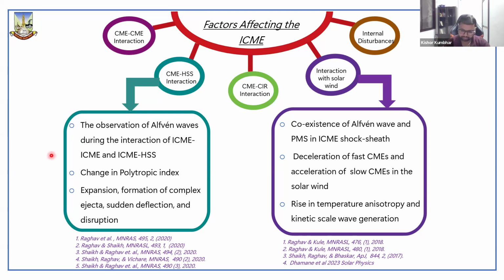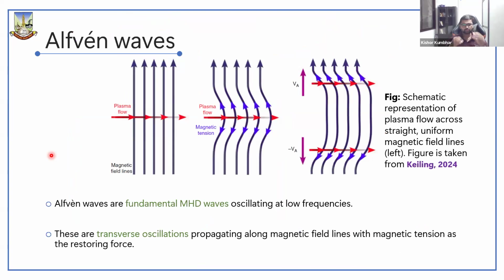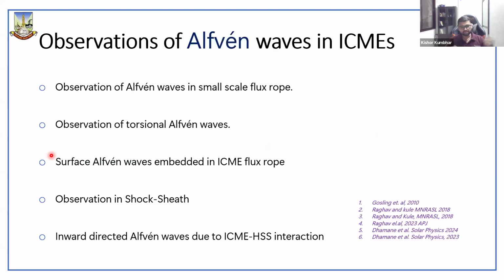One of the most interesting ones is the Alfvén waves. The Alfvén waves are basically the most fundamental forms of MHD waves, which oscillate at low frequencies, and they are ubiquitous in nature, implying that they are observed in various astrophysical plasmas and laboratory scale plasmas. And they are basically transverse oscillations, which propagate along the magnetic field lines with the magnetic tension acting as a restoring force. And they have been observed in various environments such as the solar wind, planetary magnetospheres, neutron stars, and so on. And similarly, there have been recent observations of Alfvén waves in ICMEs.